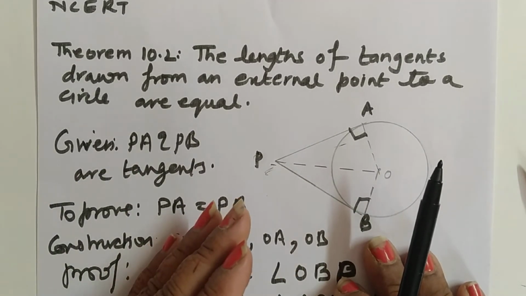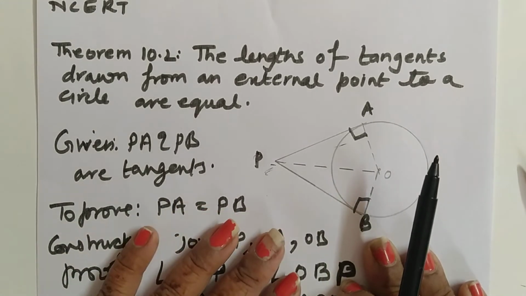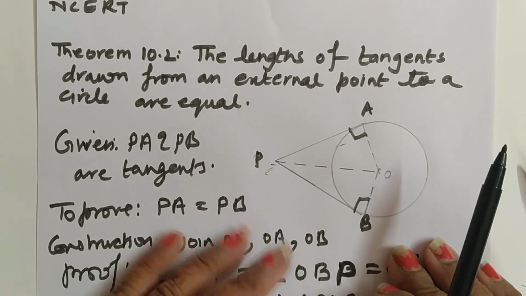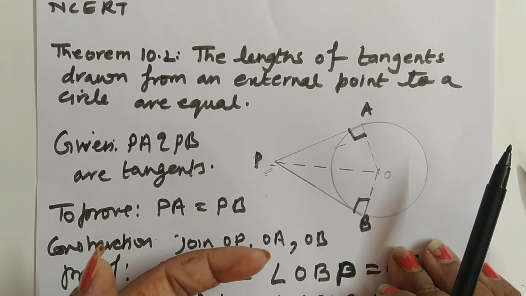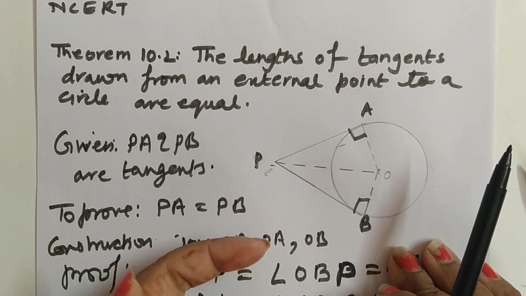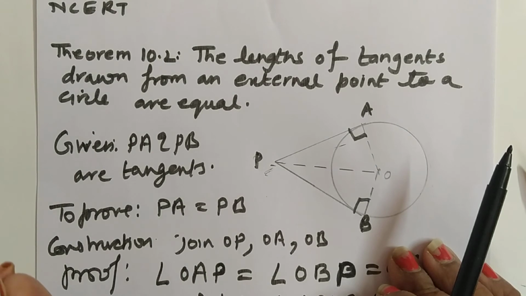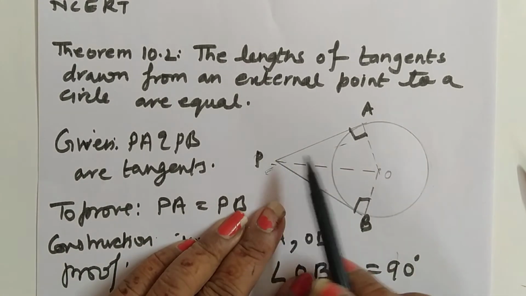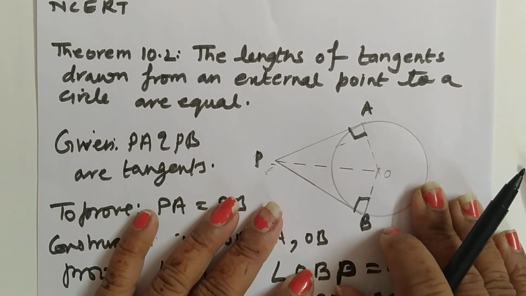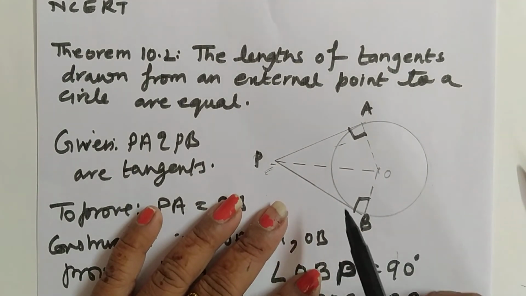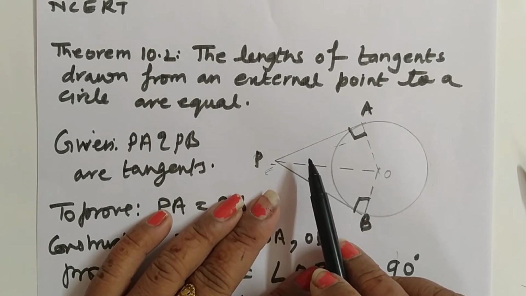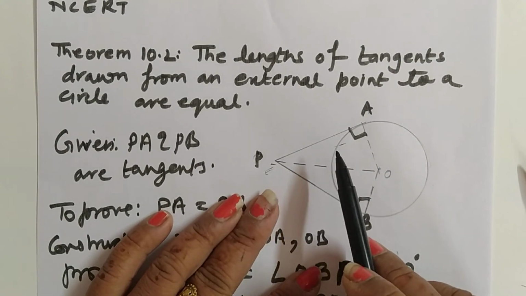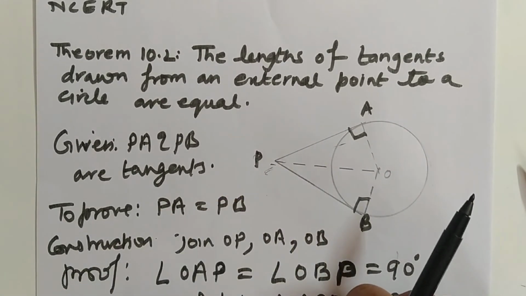I already told you this from the board exam point of view, and the result of this theorem is also very important. We have learned two theorems here. The first result, of theorem 10.1, is that the radius is always perpendicular to the tangent at the point of contact. And the second result, which we are going to apply to solve this chapter 10, Circles, is that when we draw two tangents from an external point to the same circle, they are always equal to each other.